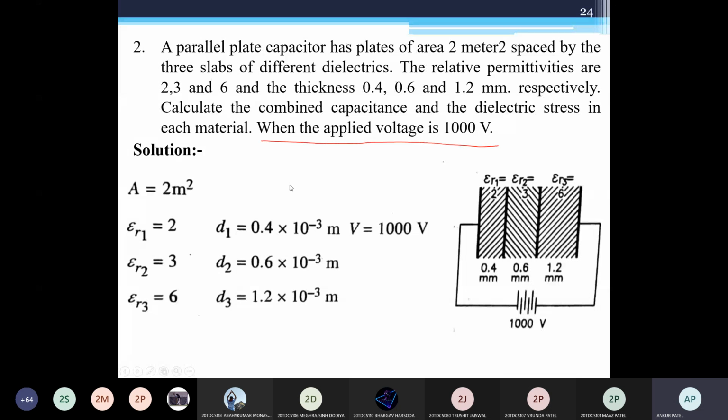Just find out according to the equation, C is equal to epsilon 0 into A divided by D1 upon epsilon R1 plus D2 upon epsilon R2.